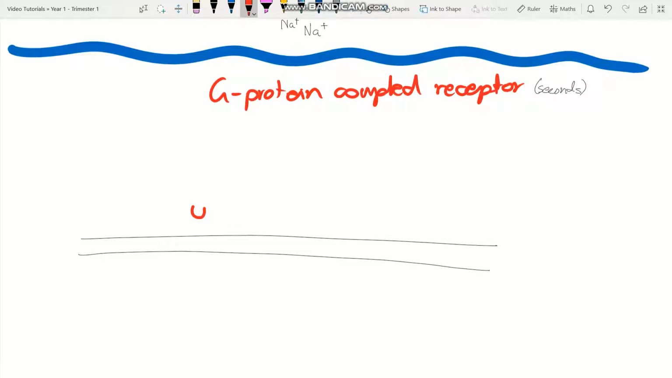So what I mean by the coupled receptor passing through the membrane 7 times is that, similar to alpha helices, it will pass through once, then twice, then thrice, then 4 times, 5 times, 6 times, and 7 times. If you have trouble remembering this, then I like to think that as G is the 7th letter of the alphabet, it will pass 7 times.